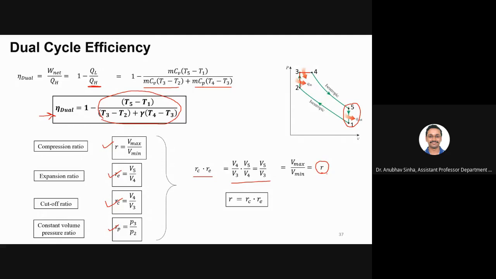So R is RC into RE, and these are the relation between these defined volumes. Now we'll use this to simplify this equation. That's all. That is what we are doing for each cycle.